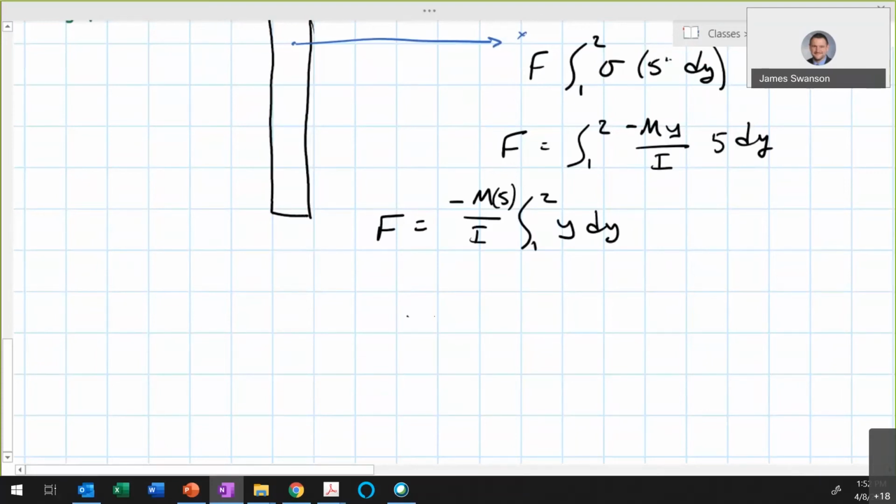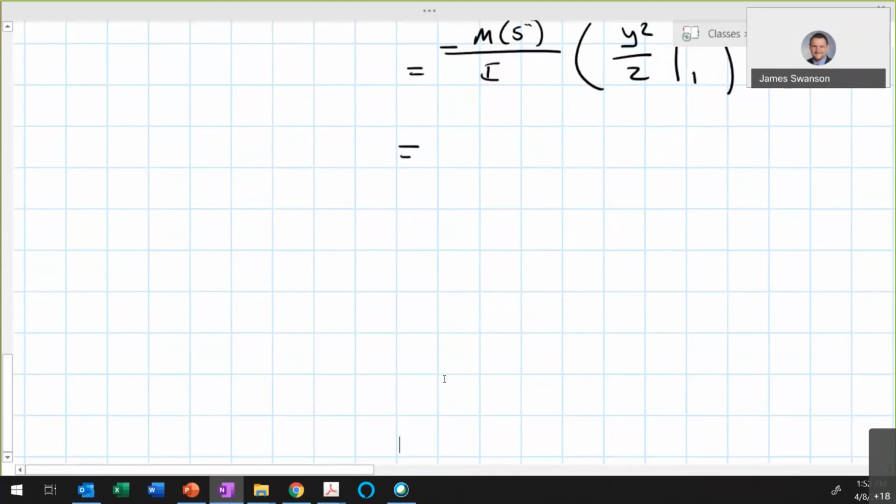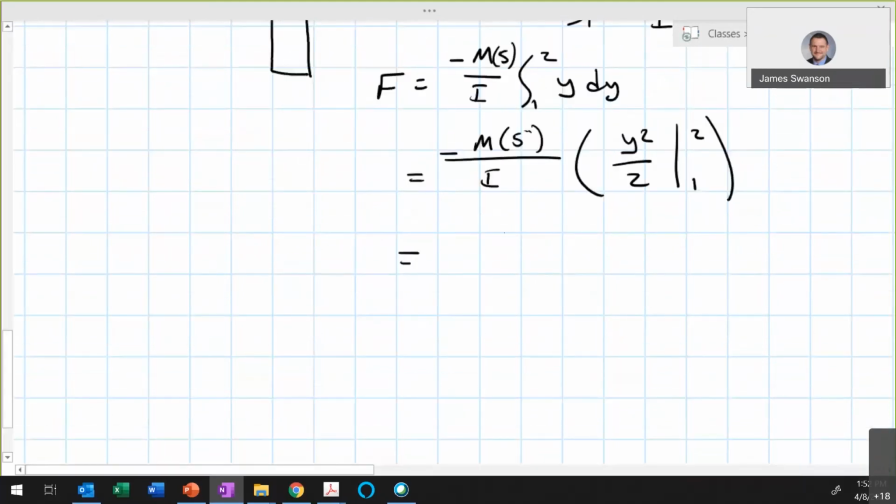And then I can evaluate that integral: minus m times 5 inches divided by I, all times y squared over 2, evaluated from 1 to 2. Okay, just keep working that with the math. Then we end up with minus m times 5 inches over I. And we put in 2 squared is 4 divided by 2, minus 1 squared is 1 over 2.